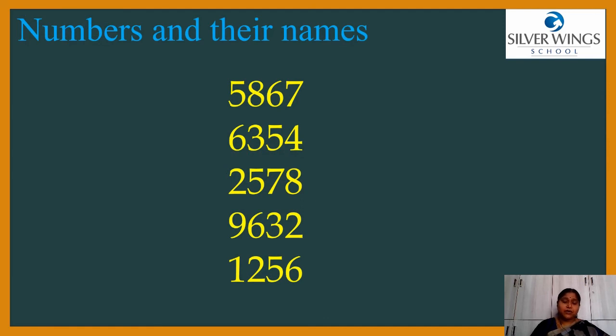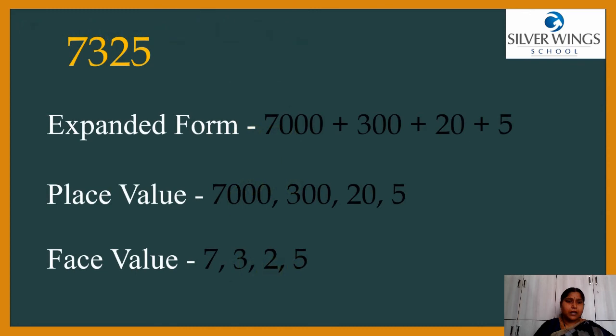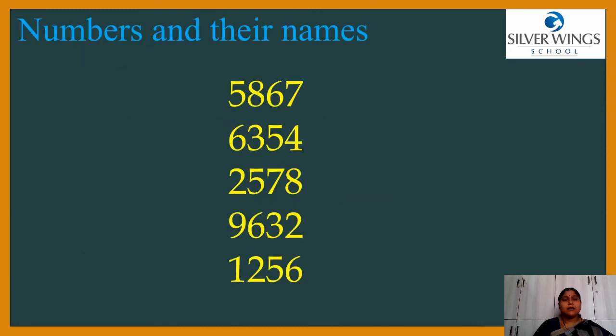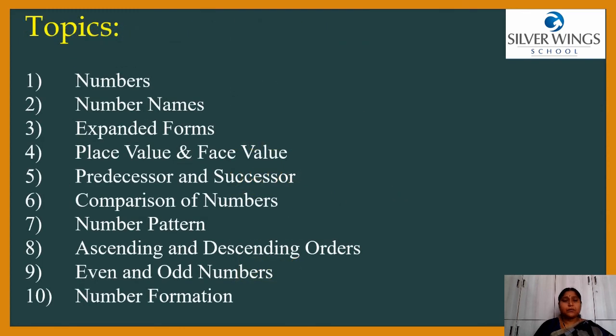Here one thing we forgot, beta, that is palindrome numbers. Palindrome numbers are numbers which are the same when we write the digits in reverse order. Whatever digits are there, if we write them in reverse order and you get the same number, that is called a palindrome number. You should remember that one also.